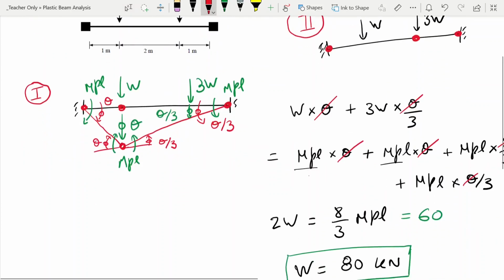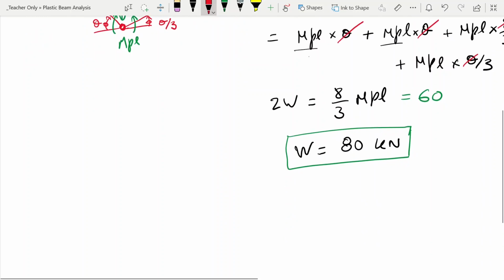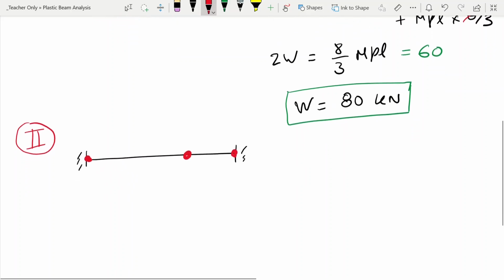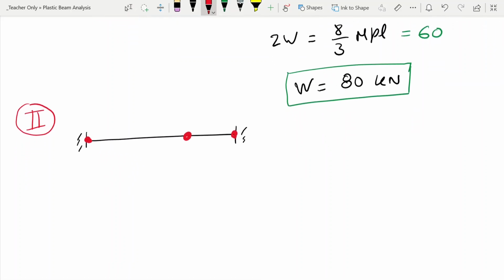Now, let's calculate the collapse mechanism number 2, now that we figured out that in this problem we need to calculate 2 of them. And this one looks very similar. Let's just draw it. But now the second hinge is underneath the load 3W. So similar to before, we're going to start with a rotation of theta. And here we're going to close our collapse mechanism. If that's theta, this also is theta.